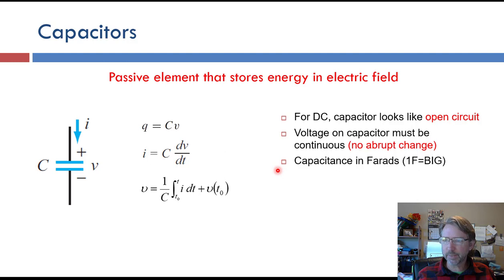And capacitance is measured in farads, F. This number was chosen historically, and 1 farad is huge. If you see a 1 farad capacitor, be careful. It stores a lot of energy. Could be dangerous to handle. Microfarads, millionths of a farad, are much more common.